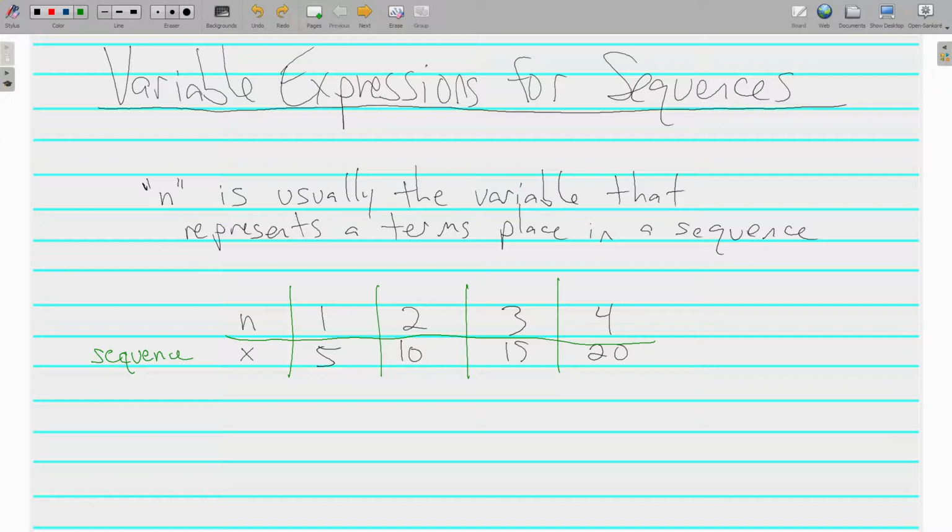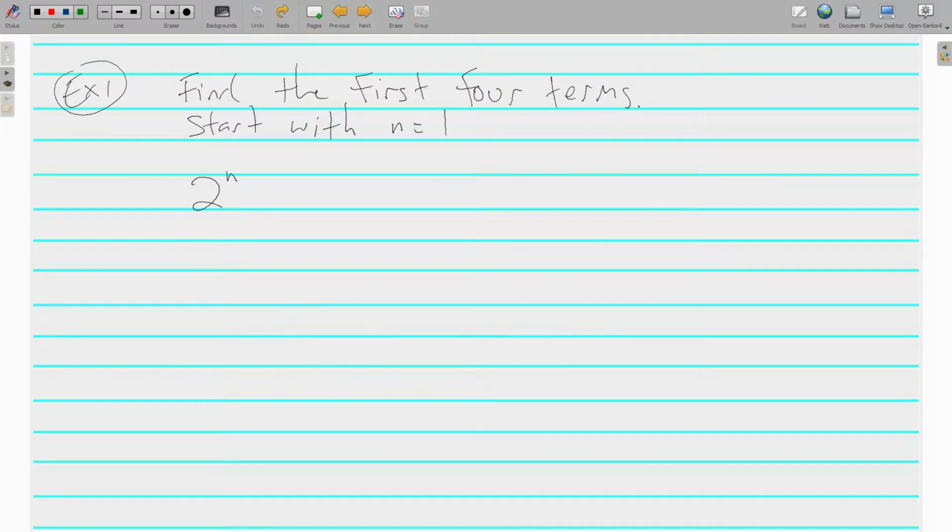Doing it this way, if somebody asks, well, what's the 17th number? We can come up with an expression where we don't actually have to count by 5s 17 times. There'll be an expression for the sequence. For our first example here, we already have an expression, and we're being asked to find the first 4 terms, starting with n is equal to 1.